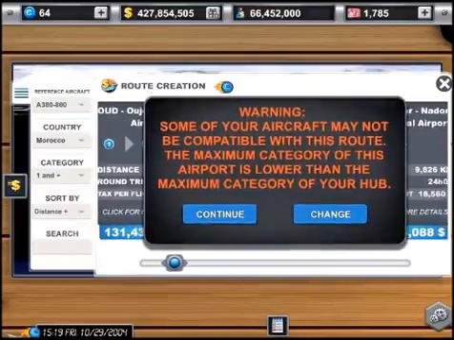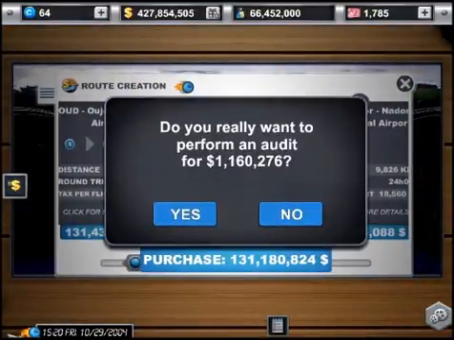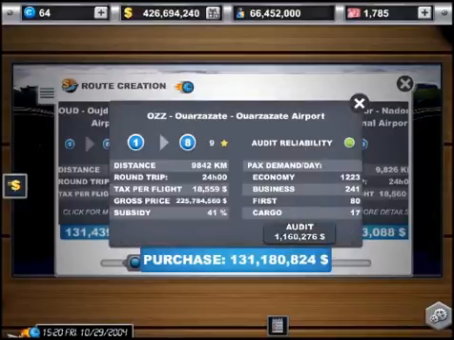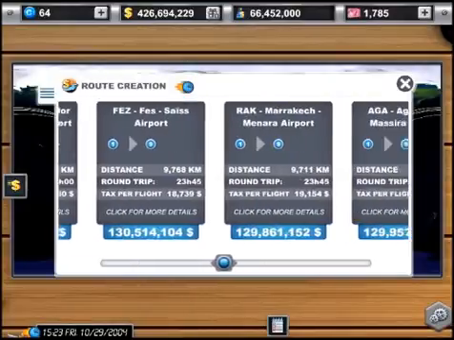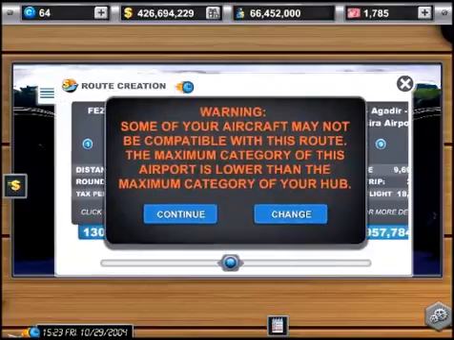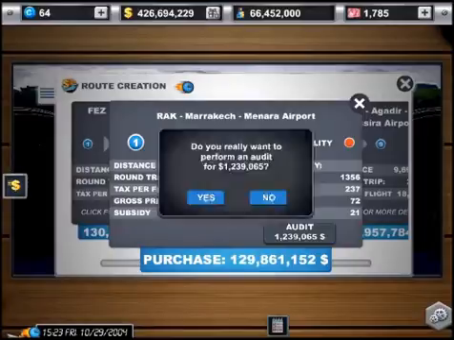I mean, I could go to Ouarzazate. Let's see. If you want to figure out what the demand is, you audit it before you buy it. And actually, Ouarzazate has pretty decent economy demand. It's almost no first class demand, but that amount of economy demand is almost enough to warrant setting up an A380 on that route. So maybe I might come back to that one later in the game after I've done some more research to increase demand. But I'm going to go to Marrakesh. I just audited this route before I made this video, so we should have a pretty good audit. And I can audit again anyway. Let's audit again.